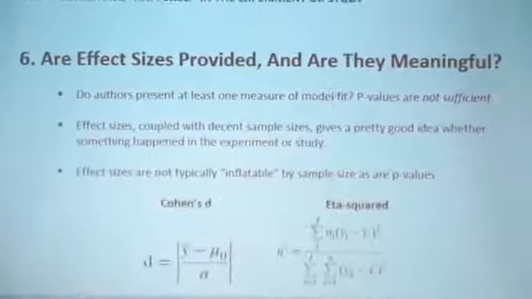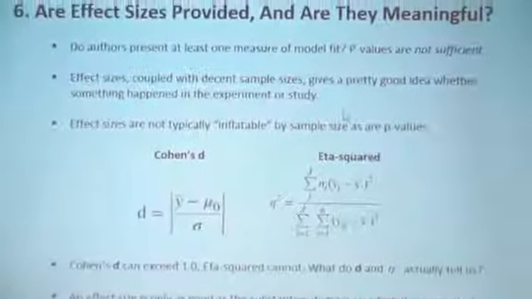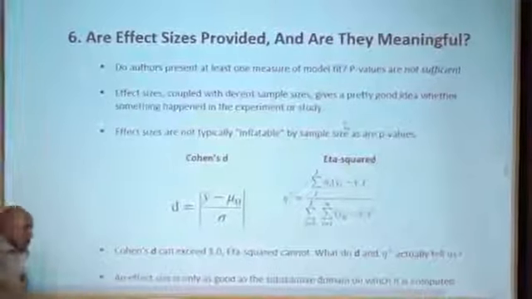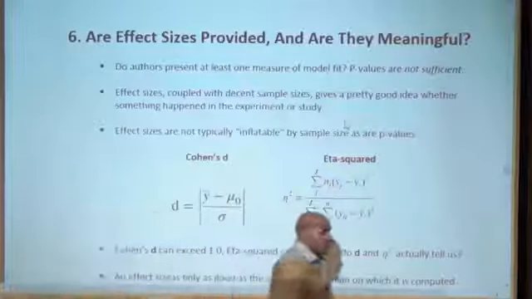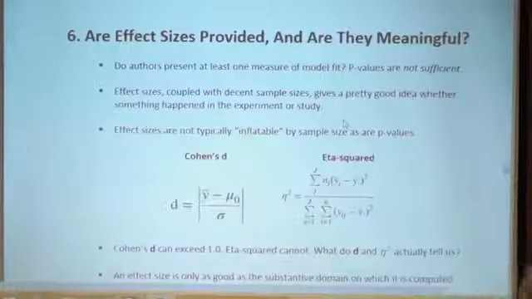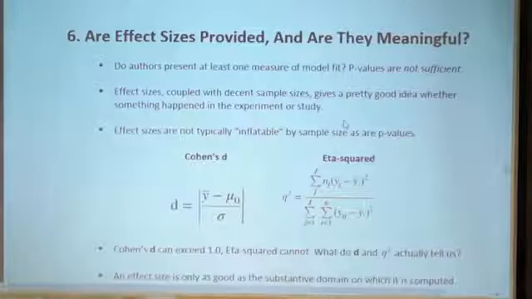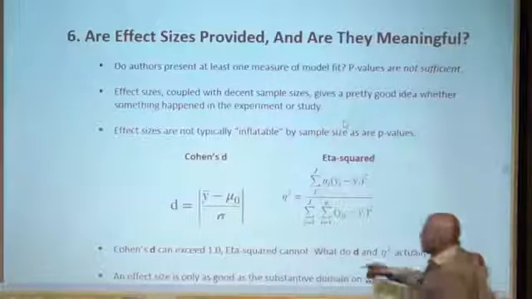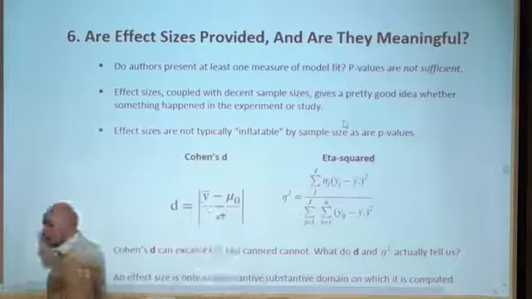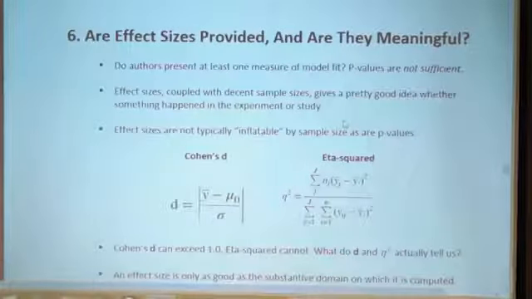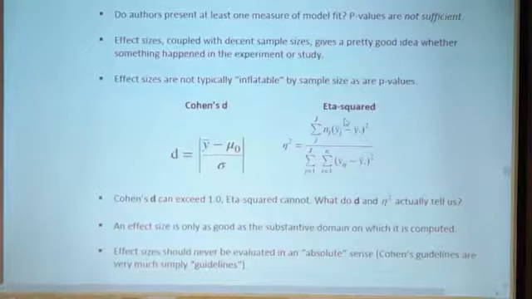Are effect sizes provided, and are they meaningful? Well, I've said that enough that you should interpret both. We look at what they do. There's Cohen's d, and there's an eta squared. Cohen's d isn't inflatable by sample size because in the denominator of Cohen's d, I have a standard deviation, and that standard deviation isn't sitting atop a square root of n.